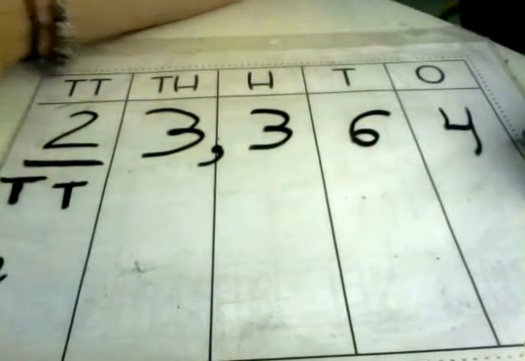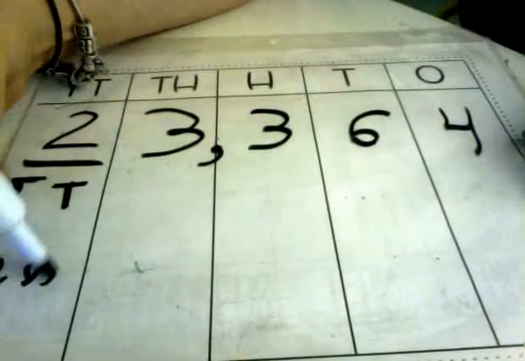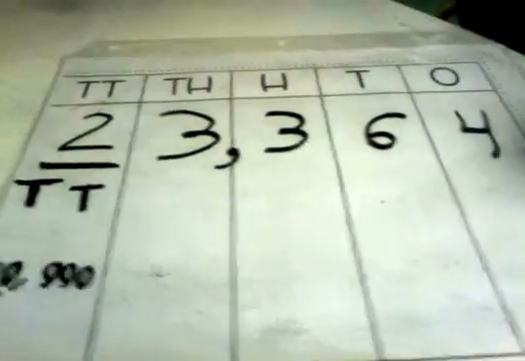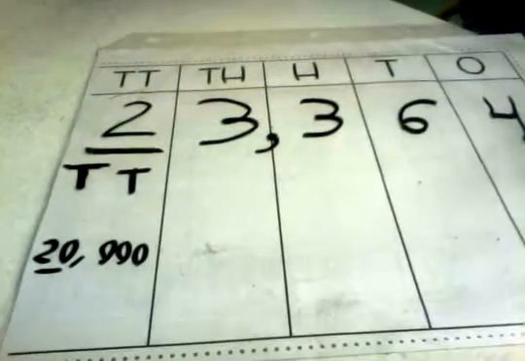See that number 20 there? 20,000. So 3 zeros at the end. Oops, you can't even see it. Sorry, guys. 20,000.